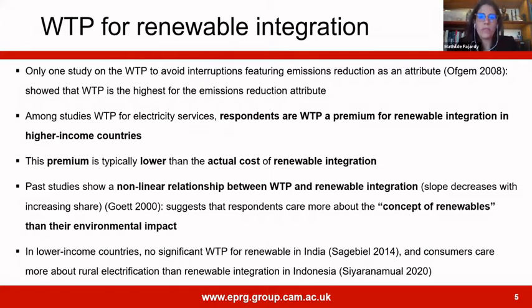A willingness to pay study from 2000 in the US showed that the willingness to pay didn't increase linearly with renewable integration. Actually, the slope was decreasing as more renewable was integrated into the grid, which suggests that people care about the concept of renewable, but not really about having substantial renewable in the grid. Or in other words, that they care about renewable integration up to a certain point. And finally, that was only observed in higher income countries. In lower income countries, the focus was more on electrification and electricity access than renewable integration.